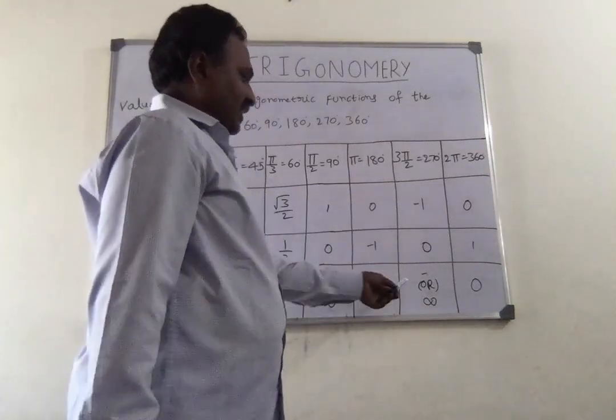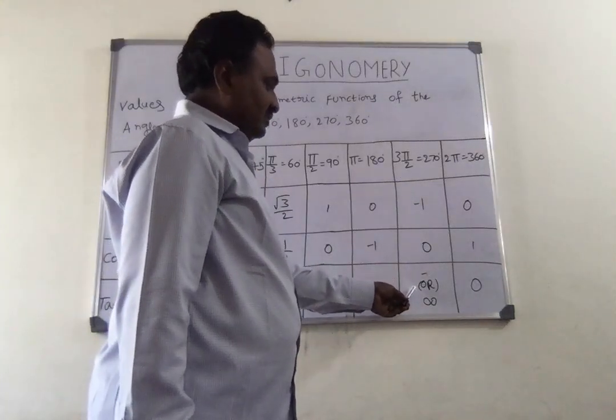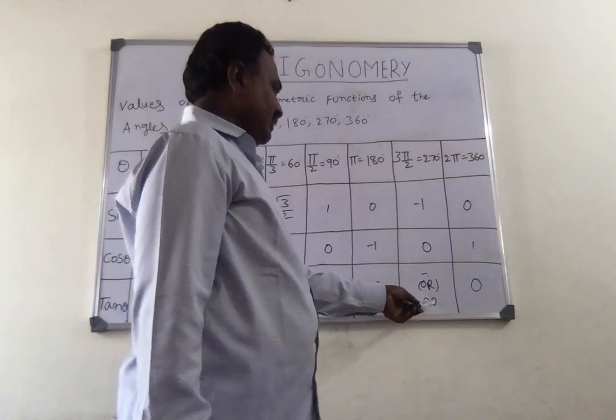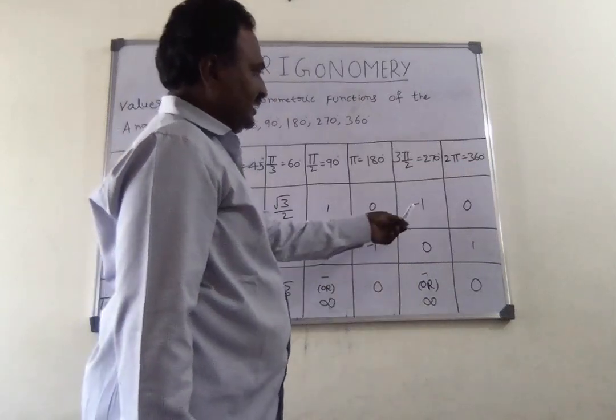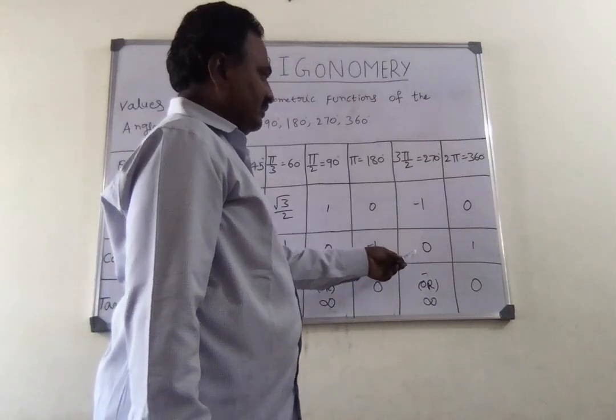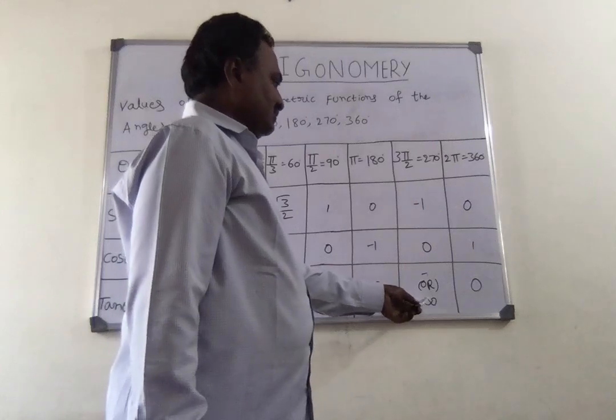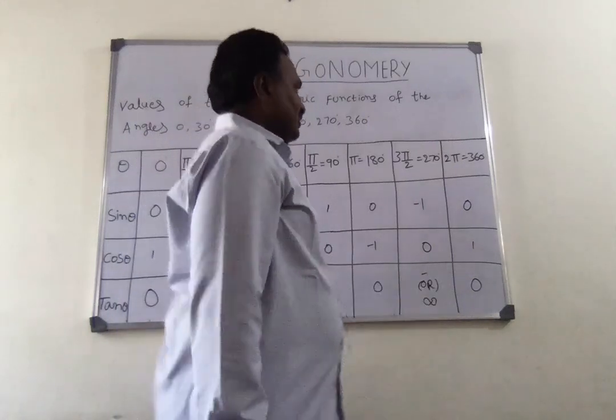to undefined. We are not able to define this one, or infinity, because similarly minus 1 divided by 0 will come. So it will come with the value of infinity.